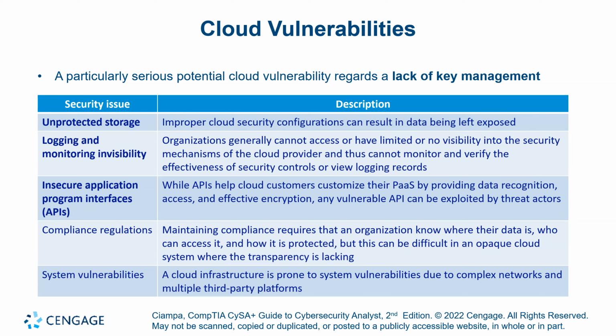And then there's system vulnerabilities. Cloud infrastructure is prone to system vulnerabilities due to complex networks and multiple third-party platforms. Part of the problem is that when you get those, you may get information about their stuff, but what happens to the third-party contractors that they have working on there? Just because you have all of their information doesn't mean that you have any information about who any particular contractors are that also work with them.